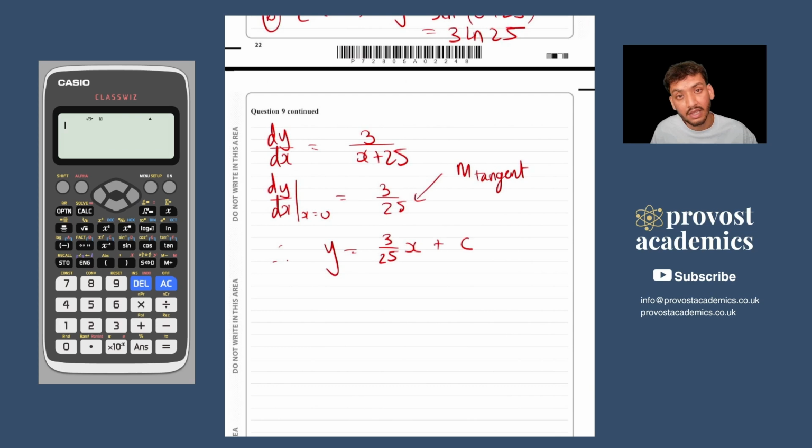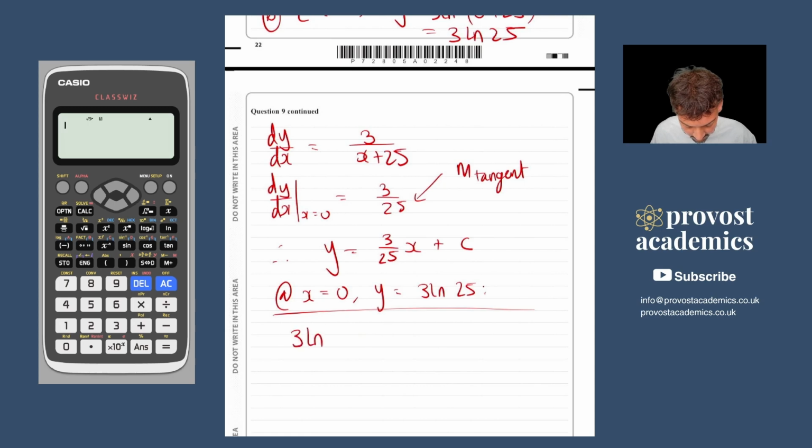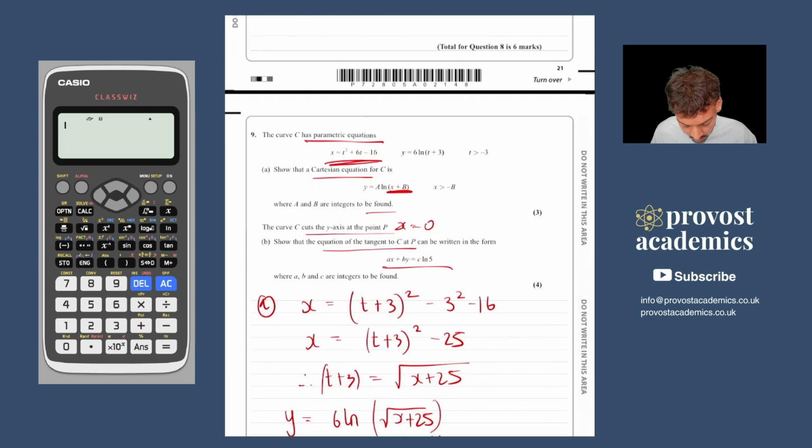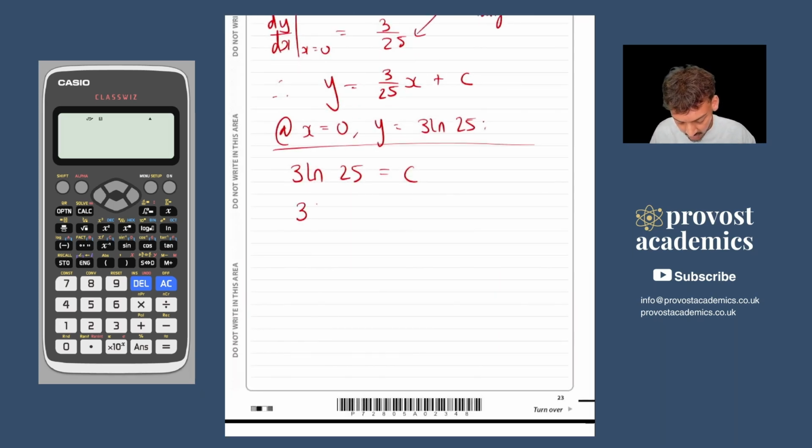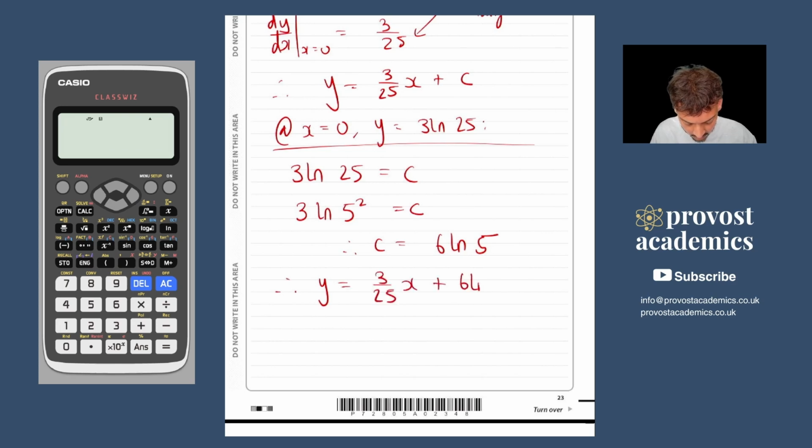So at this point, we can sub in the coordinate that we found earlier. So we can say at x equals 0, y is going to be equal to 3 ln 25. So 3 ln 25 is equal to c. Now, I saw from the corner of my eye that it was ln of 5. So we need to turn this 25 into 5. And the best way we could do this is by saying 25 is 5 squared. And we can use the power rule to bring the power down. So 3 ln of 5 squared equals c. So therefore, c is equal to 6 ln of 5. So finally, y is equal to 3 over 25x plus 6 ln of 5.